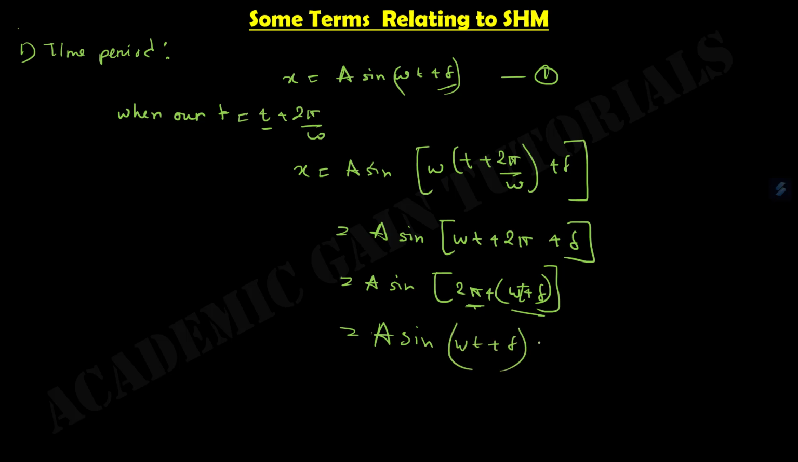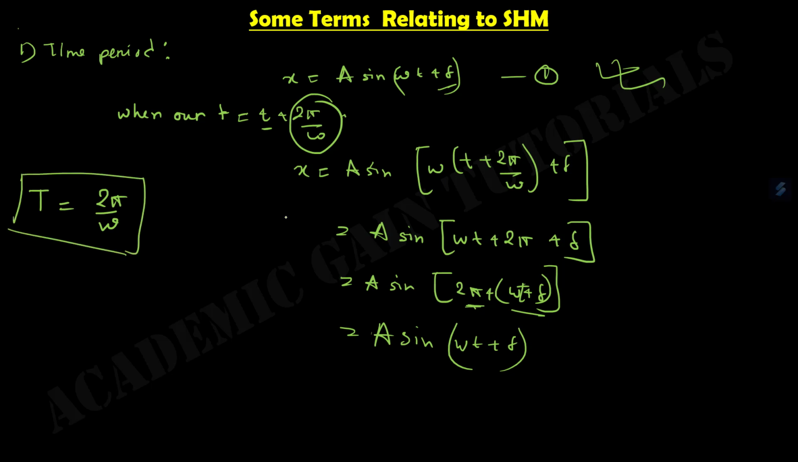So from this we find that after time 2 pi by omega, the displacement of the particle becomes the same, or the equation is the same as the first equation. So from that we can say that our time period T equals 2 pi by omega. This is one term we will use for simple harmonic motion. I hope you understand this equation.